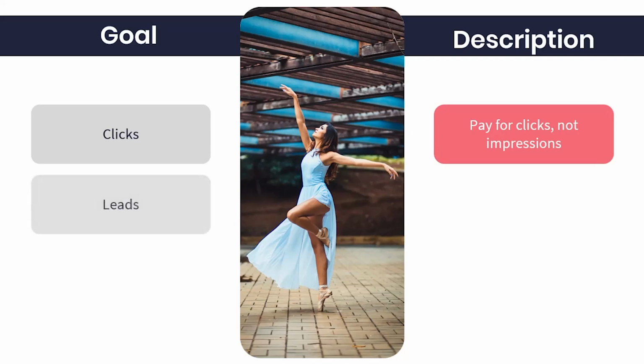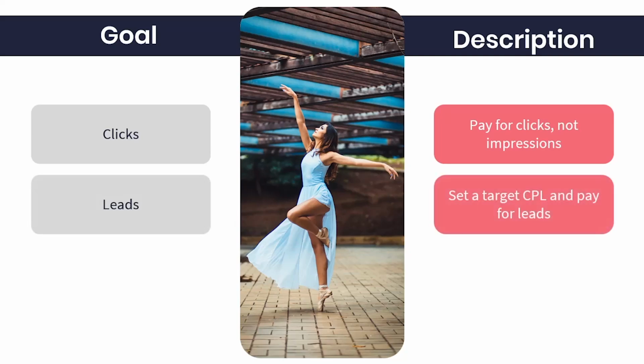Then we have leads. In this case, you would set a CPL, cost per lead, target and pay for the leads that come in after that. Essentially, you would tell the advertisement platform how much you are willing to pay for a lead. That is a target CPL, which is not always 100% exact, but on average, it will match. This is something you will find on Google Ads, for example, where you have smart bidding strategies to target a set CPL. And then we have the goal of sales.